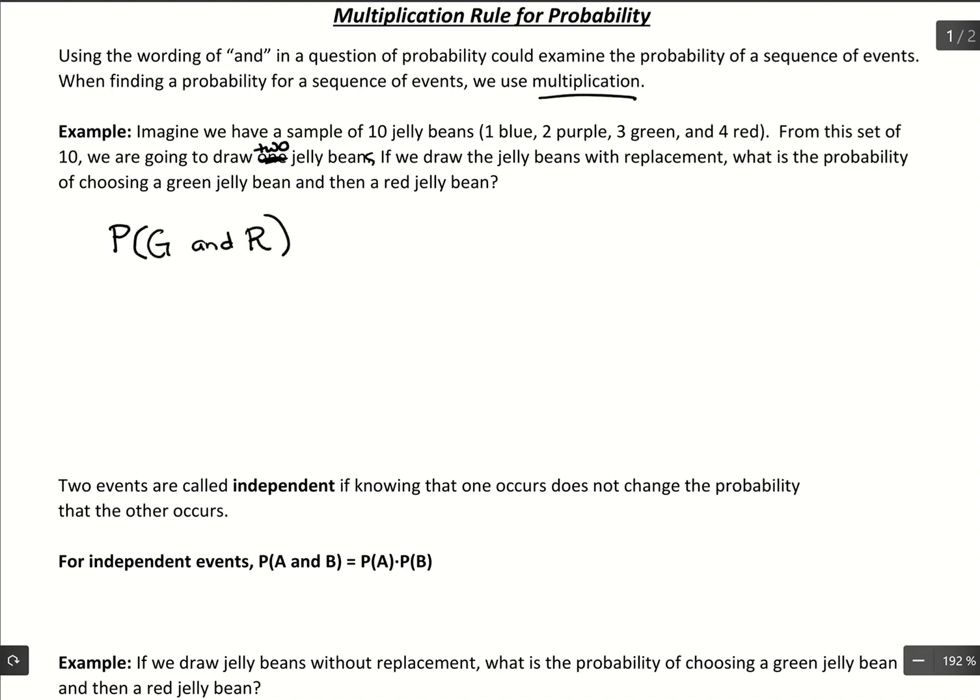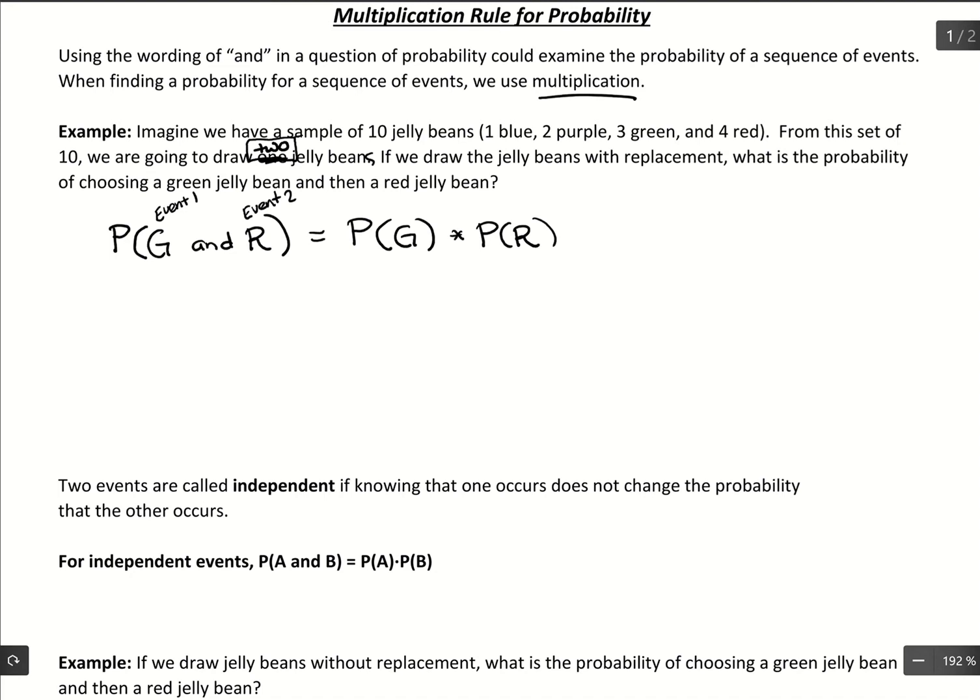But just notice that this is really looking for the probability of green and then red. This can look very similar to probabilities we talked about before, where we see G and R, and it's the idea of drawing a single jelly bean and asking what's the probability it's green and red at the same time. But just note that this is a sequence of events. This is looking for 2 events. Event 1 is choosing the green jelly bean, and event 2 is choosing the red jelly bean. And what we do with these 2 events is multiply the probability of each: the probability of G times the probability of R.